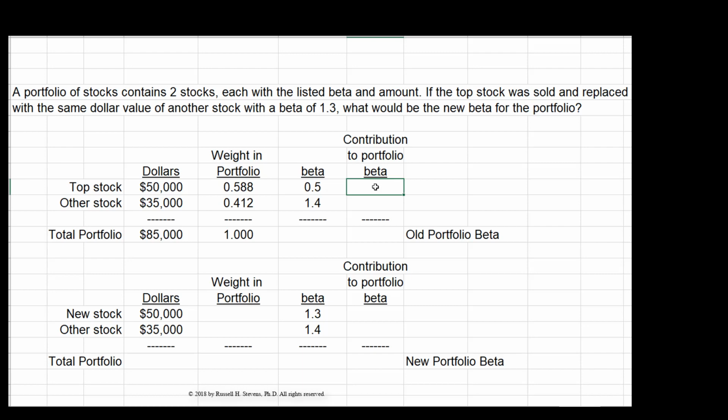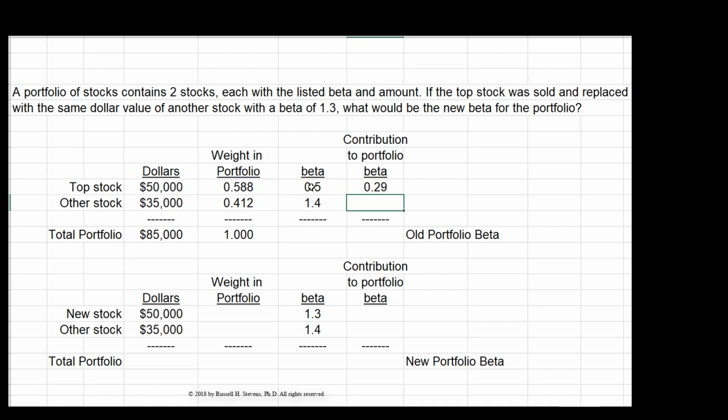The contribution to portfolio beta is a simple multiplication of the stock data times the stock weight in portfolio. Highlight the workbook cell under Contribution to Portfolio Beta. Type in an equals sign. Highlight the 0.5888. Type in an asterisk. Highlight the 0.5 and press Enter.